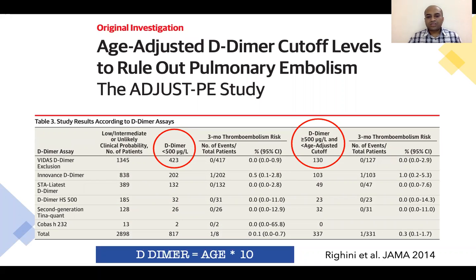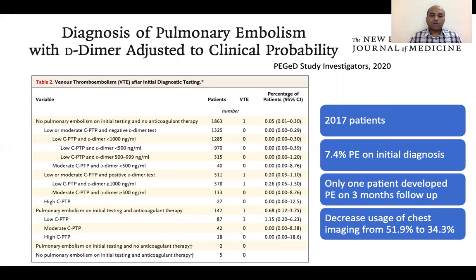As we already mentioned, the present D-dimer cutoff of 500 is not suitable for elderly patients. For them, we need to get an age-adjusted D-dimer. The conventional rule is age multiplied by 10. And studies have shown that if we go by the new age-adjusted D-dimer criteria, it also helps to decrease the number of radiological scans without increasing the incidence of missed PE. But again, we are talking about low probability patients.